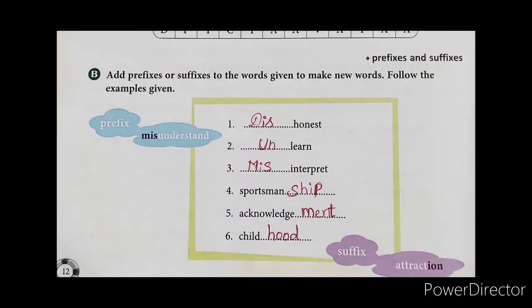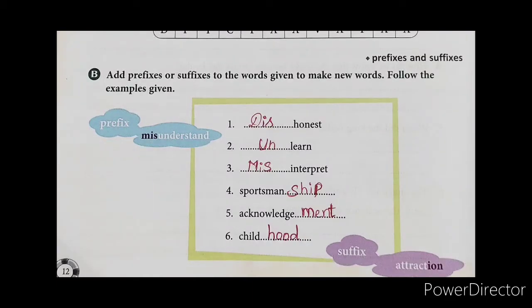Then the fifth one is acknowledge. Acknowledge is the root word. The suffix we are adding is ment. Together it is acknowledgement. Look at the sixth word. The root word is child. The suffix is hood. Together it is childhood.